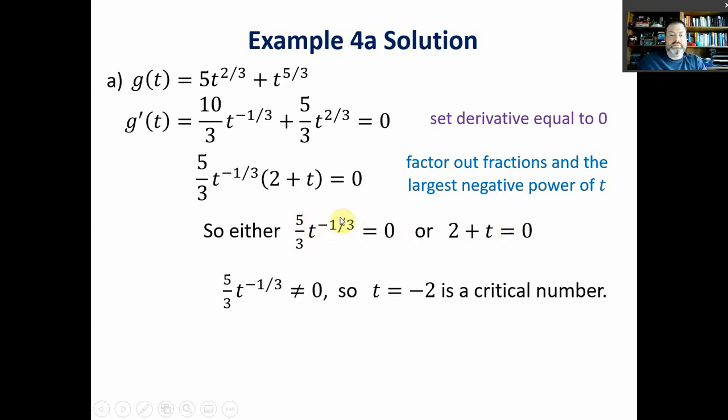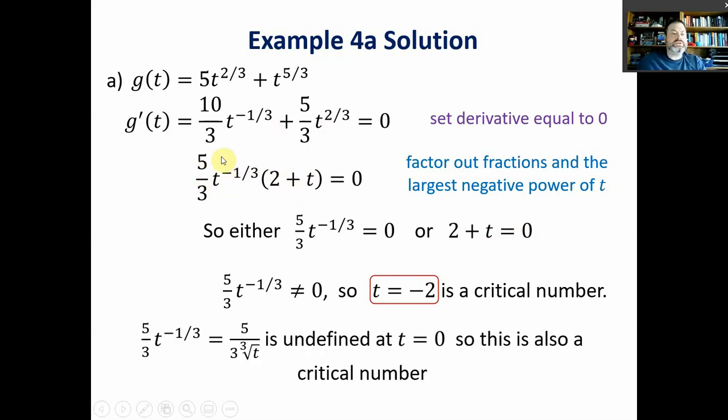Well, this can't be 0. It's not allowed to be 0. If you graph this function, it never hits the x-axis. Here, t equals minus 2 makes this equal to 0. So t equals minus 2 is our critical number. Now we have to check where this whole expression does not exist. Well, 2 plus t exists everywhere, that's a polynomial. What about here? It turns out this expression is undefined when t is 0, because that cube root of t is in a denominator. So t equals 0 is also a critical number.